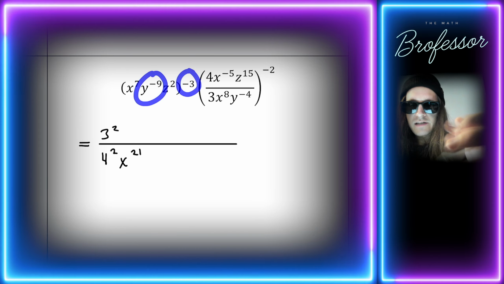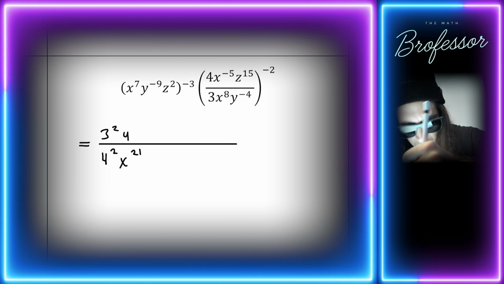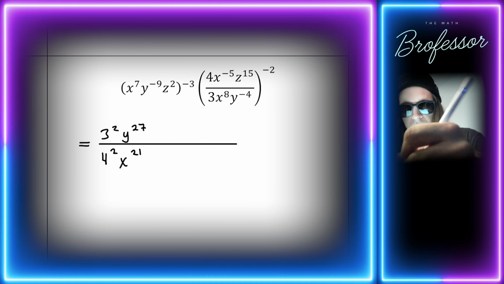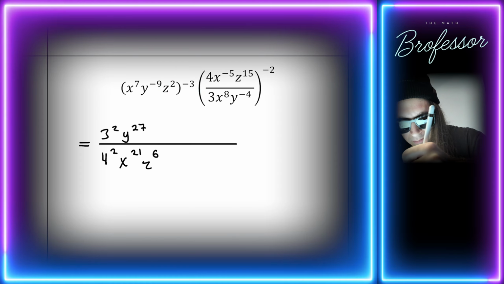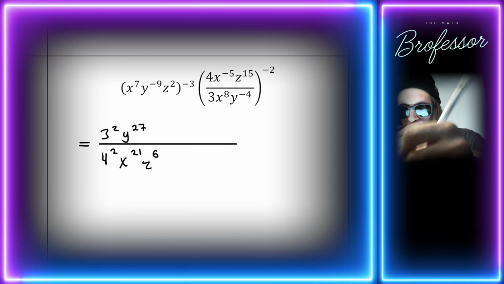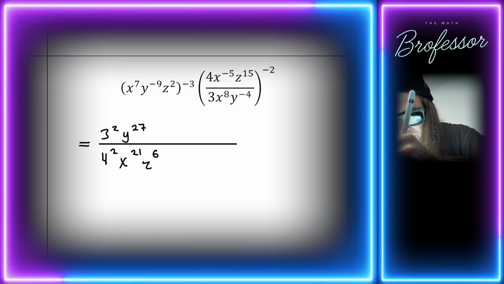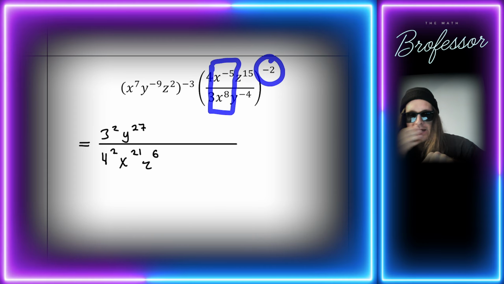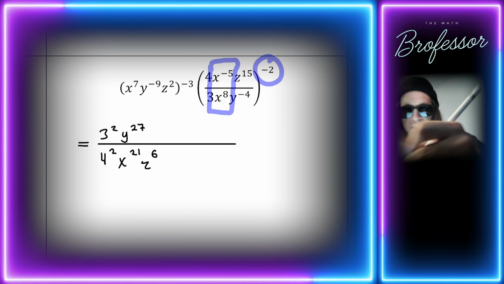Right here, -9 times -3, that's a +27, so the y can stay up top. 2 times -3 is -6, meaning it goes to the bottom and becomes a +6. How about right here? I can actually simplify those. Okay, I'm going to do all this right here. I'm going to do my x's. That's going to be -5 minus 8 is -13 times -2 is +26.